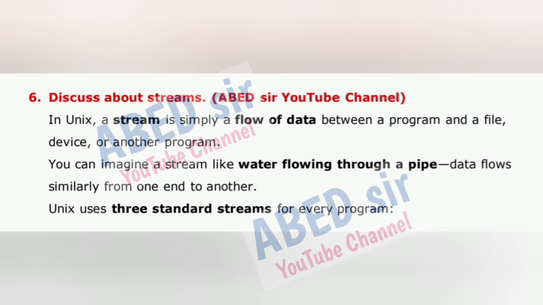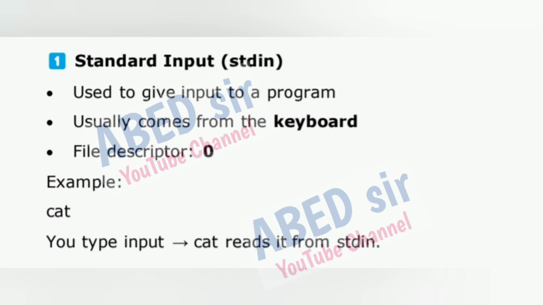Unix uses 3 standard streams for every program. 1. Standard input, STDIN, used to give input to a program, usually comes from the keyboard. File descriptor 0. Example: cat. You type input, cat reads it from STDIN.